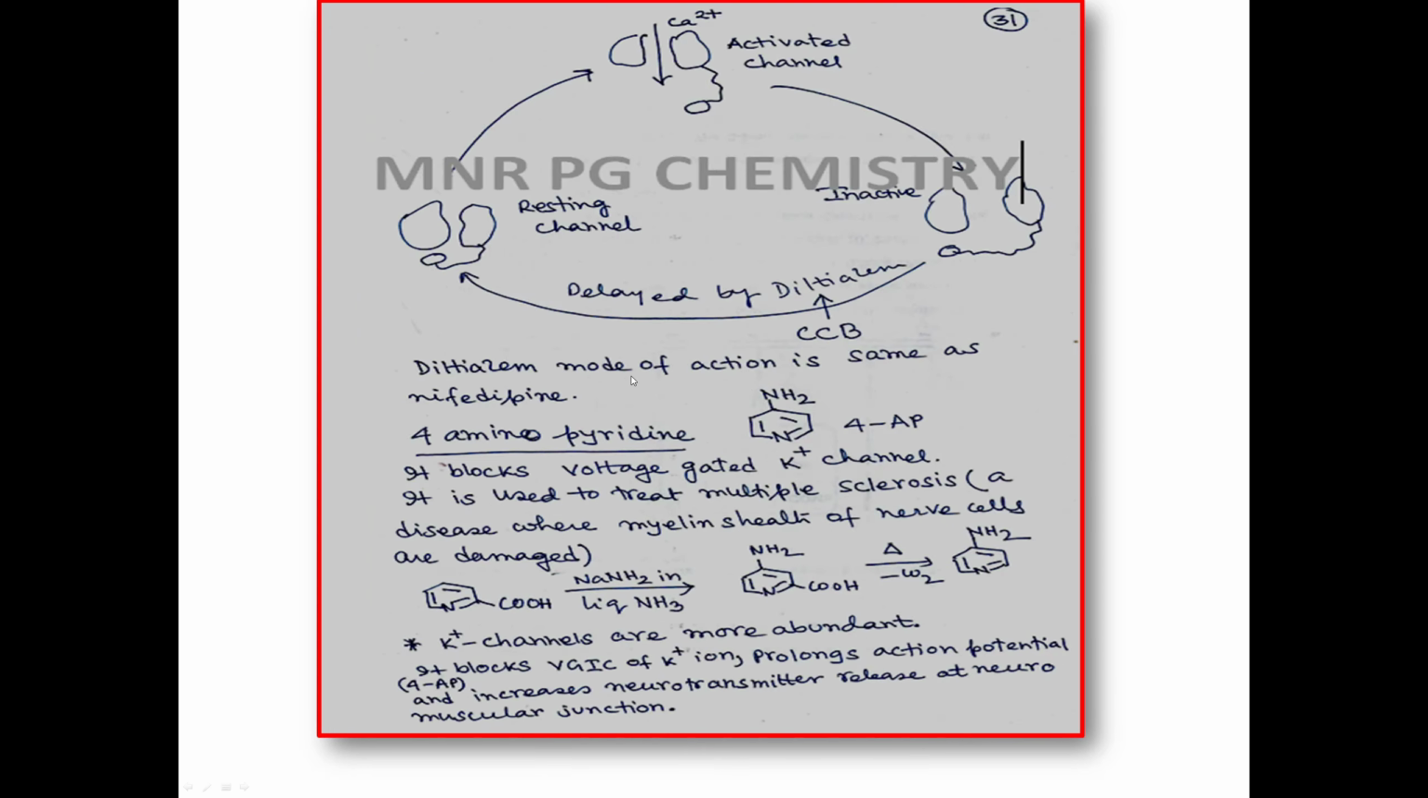Now let us see what actually happens here. So this is the calcium channel. In this picture it is open, and the calcium 2+ is coming. Now it has gone to the inactive state. Inactive state means it is completely closed, and after the inactive state it will go to the resting state, which means it is closed but ready to open.